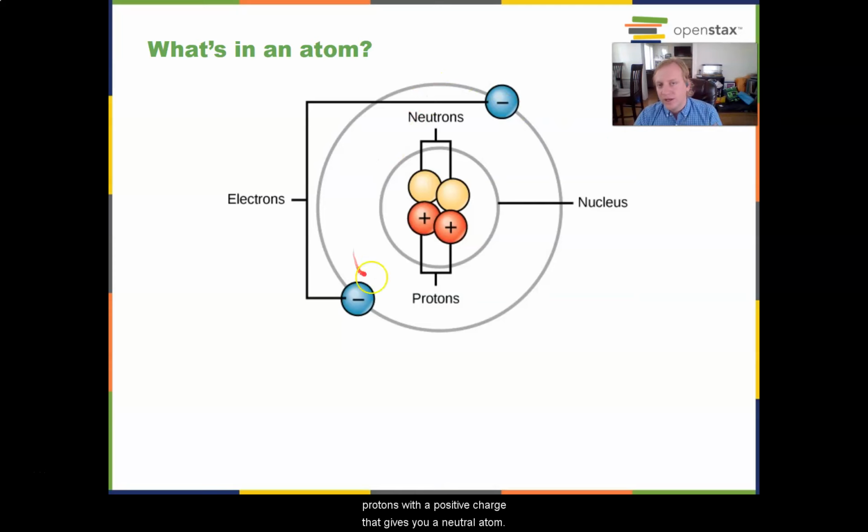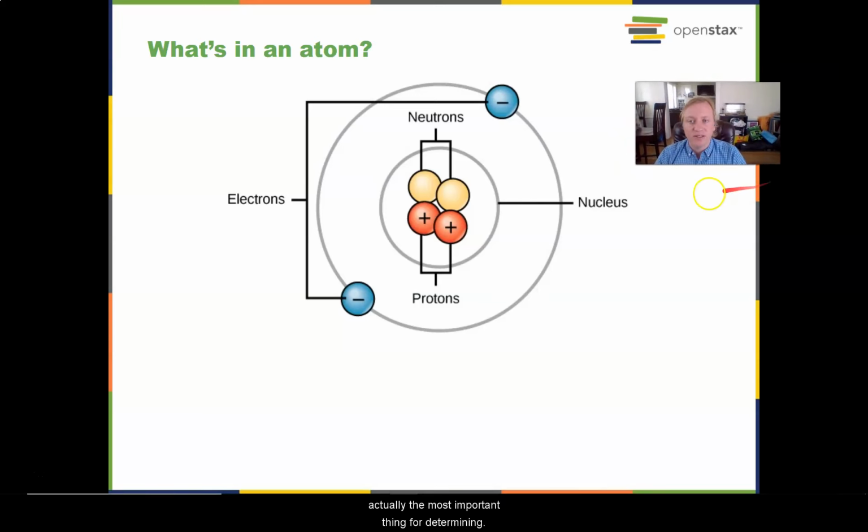That gives you a neutral atom. And what's going to wind up happening is these electrons are actually going to be allowed to move around, and that's going to cause different chemical reactions. The movement of electrons is actually the most important thing for determining what kind of molecules and compounds are going to form, which we will discuss later. But yeah, this is a neutrally charged atom because it has two negatives and two positives.